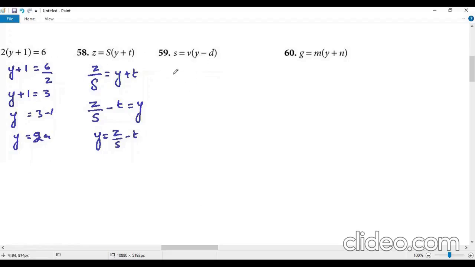Now when it comes to question number 59, it says you need to find y. That means v is multiplying by y minus d, so on the other side it will go and divide, and here you will have y minus d. That means s over v plus d equals y.